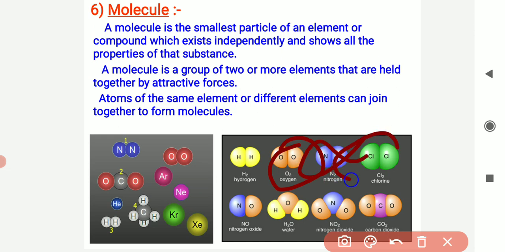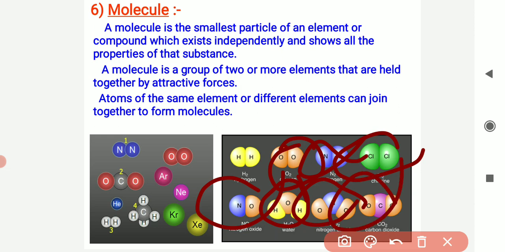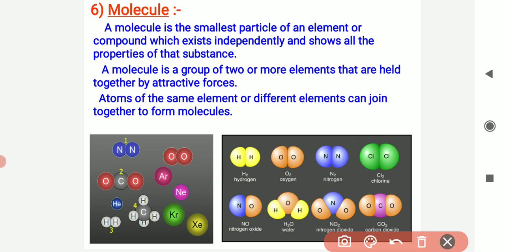N2, Cl2 means chlorine. They are formulas, no? We have discussed it above. And NO means nitrogen oxide, nitrogen plus oxygen. Water, we are all familiar with water, H2O is water. NO2 means nitrogen dioxide, CO2 means carbon dioxide. Is it clear to you all?